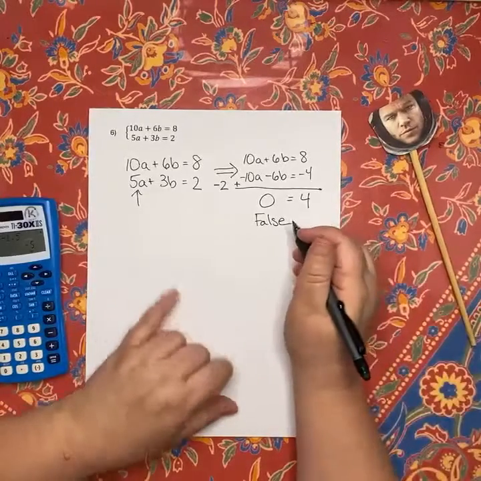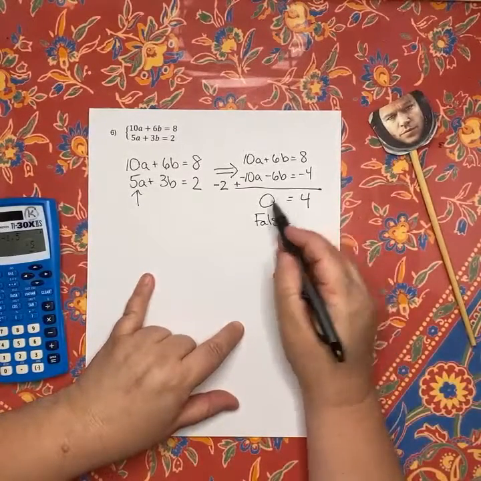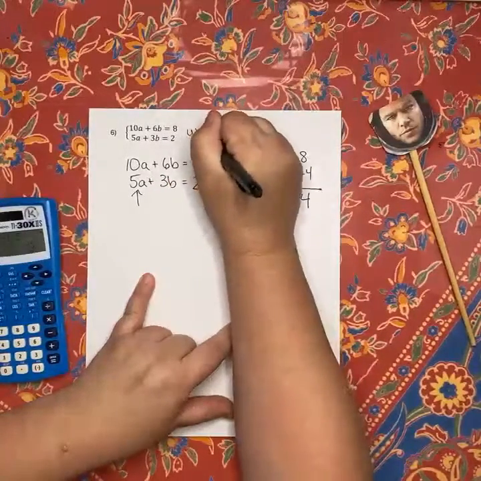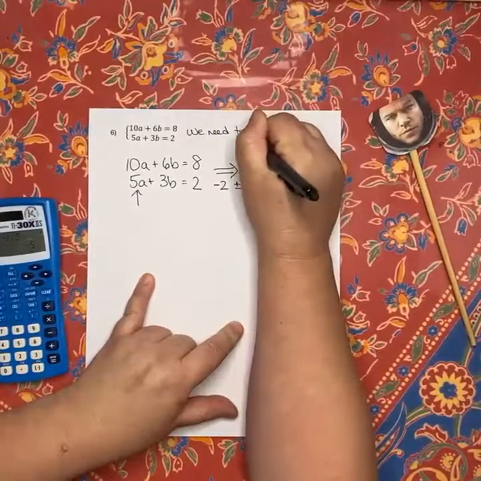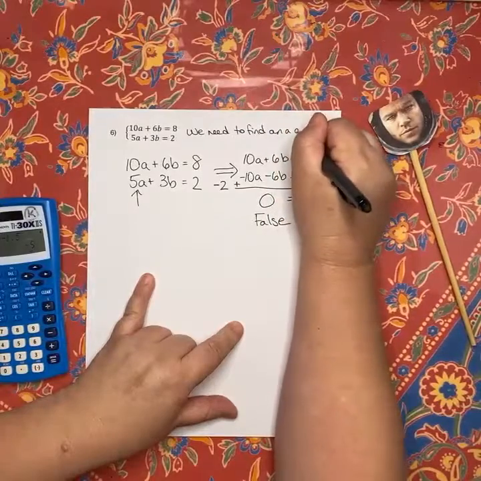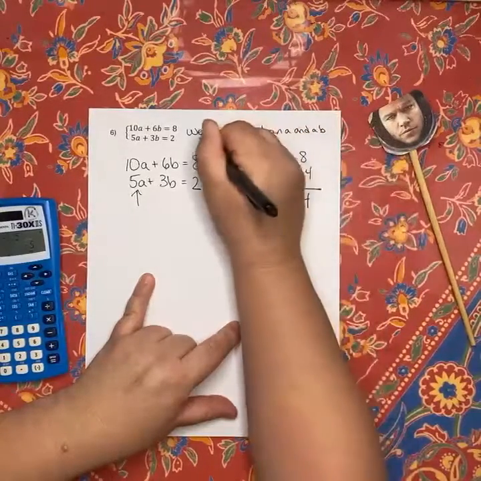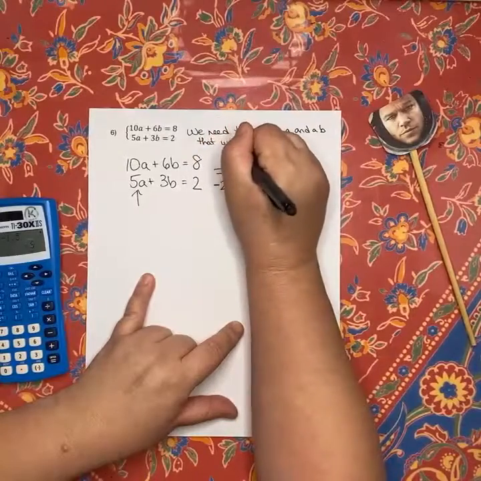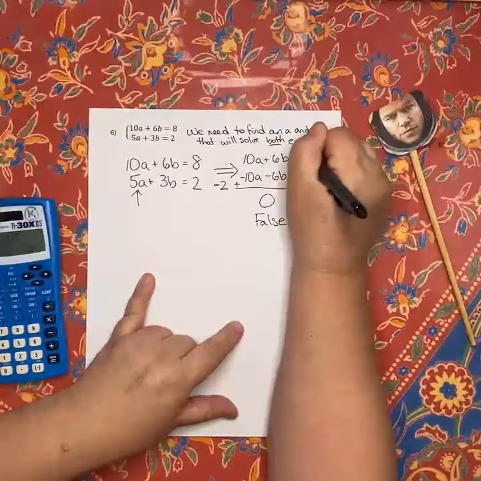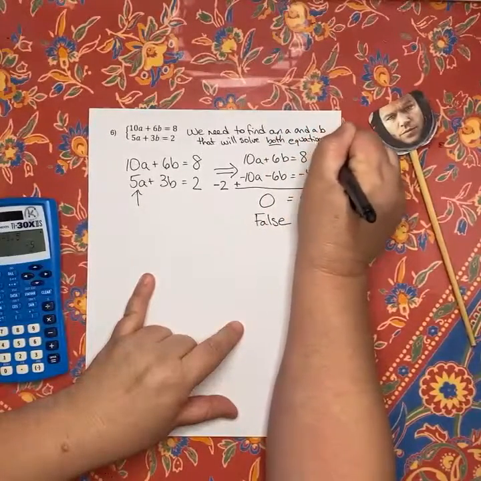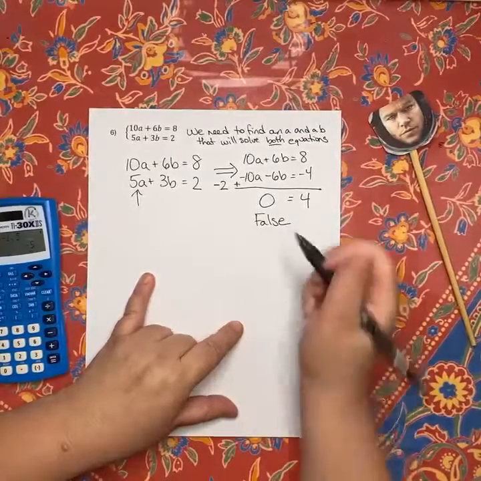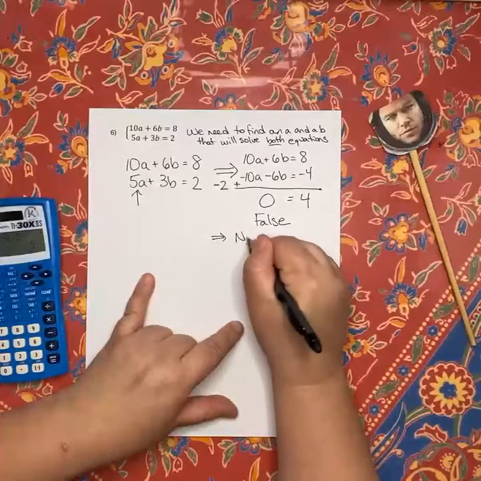And we have to say, ooh, what does it mean that this is false? So what did we do? We started out and we said we need to find an A and a B that will solve both equations, right? That's what we're doing. That's what a system of equations is. We got the answer false, which means there's no solution.